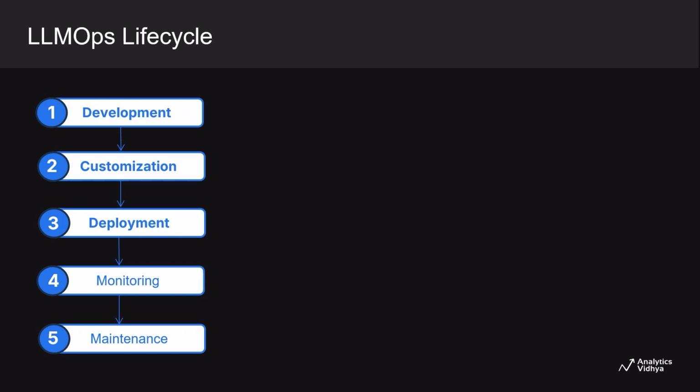This structured sequence is what we call the LLMOps life cycle. We can think of this life cycle in five major stages: development, customization, deployment, monitoring, and maintenance. Understanding these stages helps teams avoid chaos and build reliable systems. Let's go through them one by one.